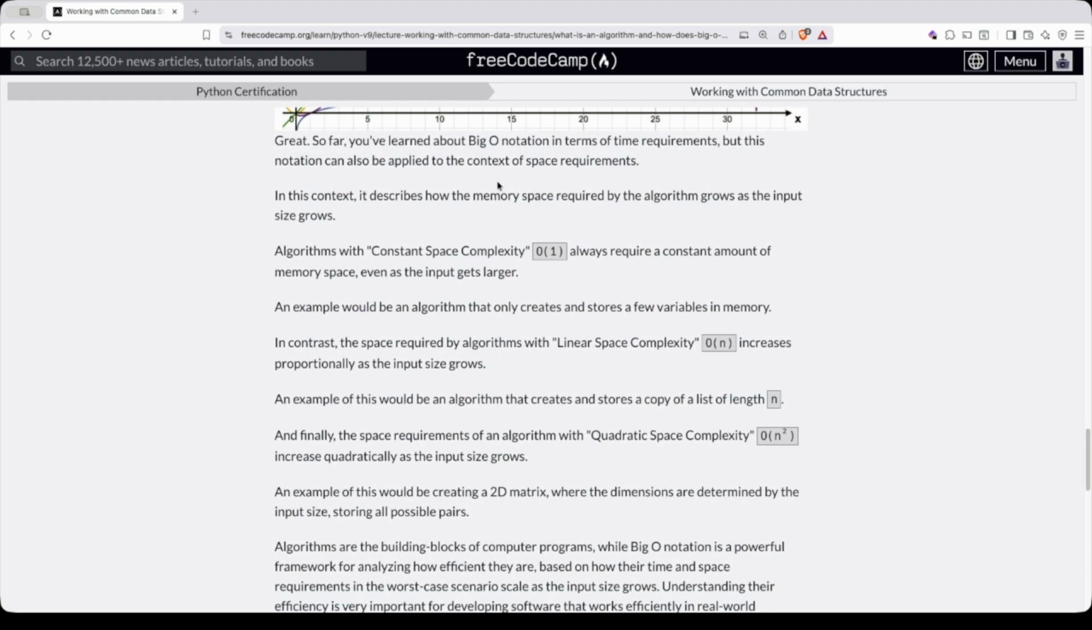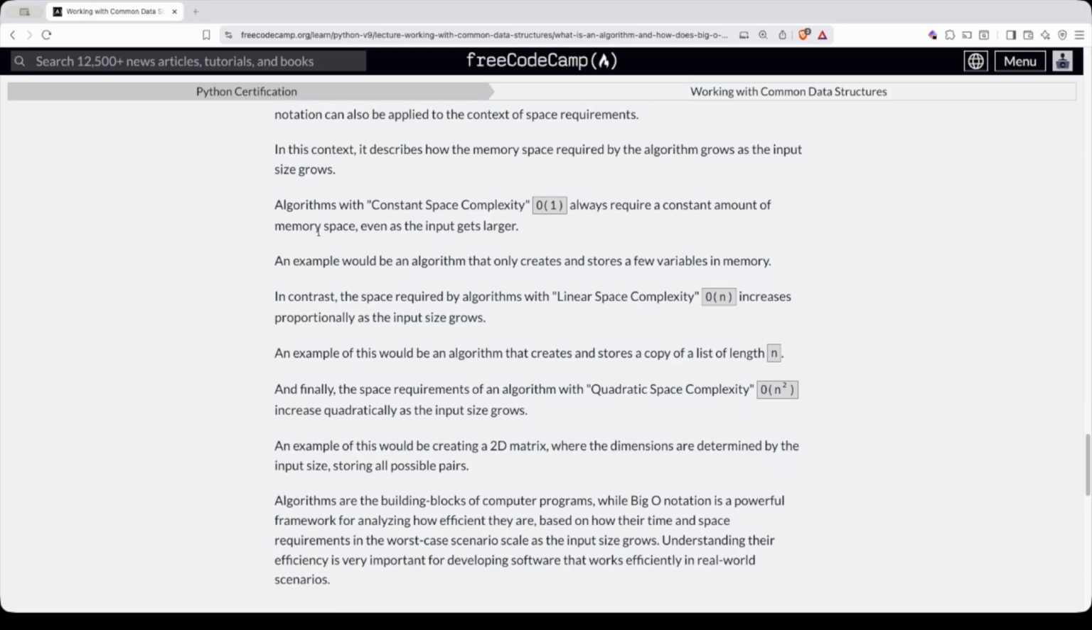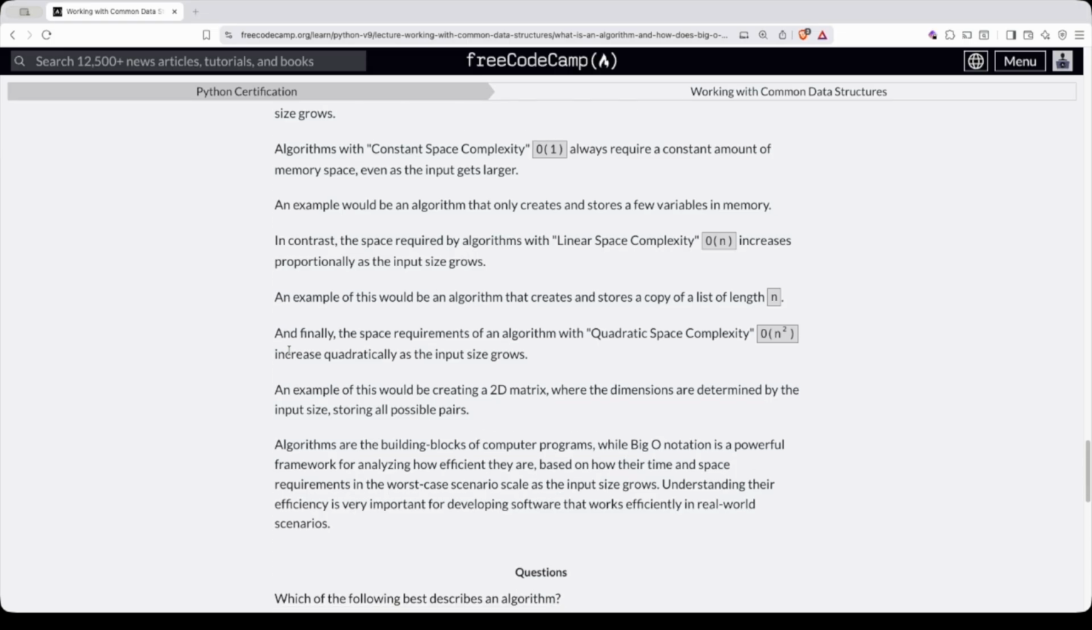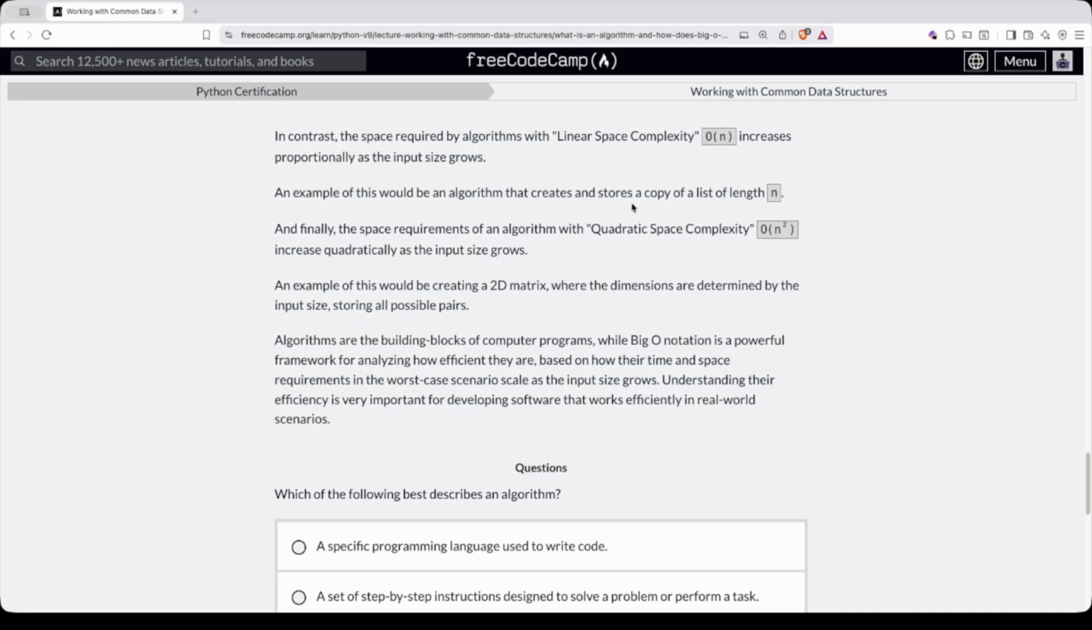Great. So far you've learned about big O notation in terms of time requirements, but this notation also applies to the context of space requirements. In this context, it describes how the memory space required by the algorithm grows as the input size grows. Algorithms with constant space complexity always require a constant amount of memory space, even as the input gets larger. An example would be an algorithm that only creates and stores a few variables in memory. In contrast, the space requirement of an algorithm with linear space complexity increases proportionally as the input size grows. An example of this would be an algorithm that creates and stores a copy of a list of length n.